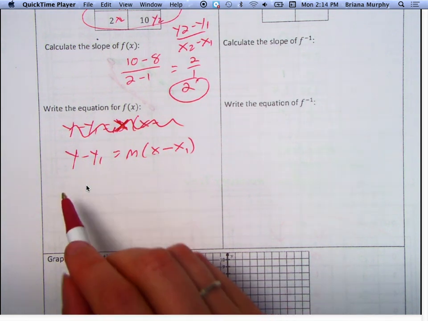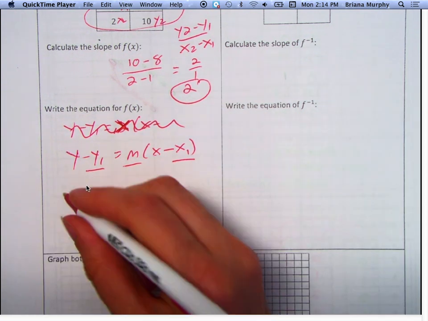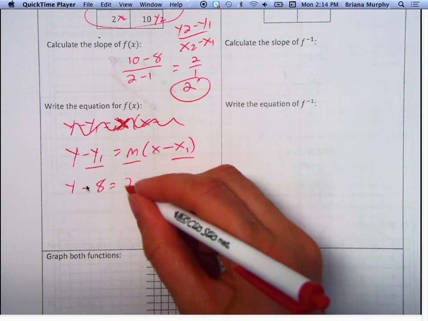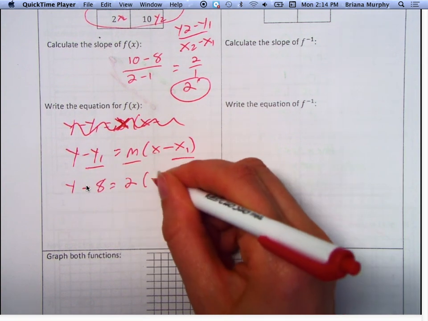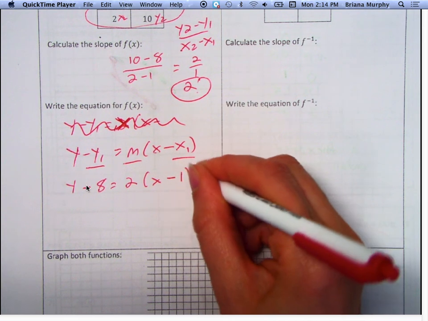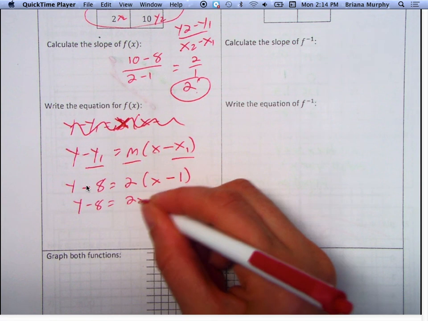So we're just going to plug these in. Y1, X1, and M, I'm going to plug in. So I get y minus 8 equals m, which is 2, times x minus 1. The M is the slope. And then I'm going to distribute: y minus 8 equals 2x minus 2.